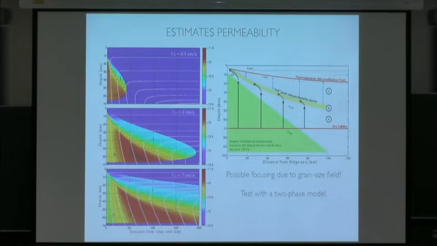So we have a reduction in permeability in the buoyancy direction, which could produce a back pressure from compaction, which curves the flow around. So we then test this idea with a two-phase model.